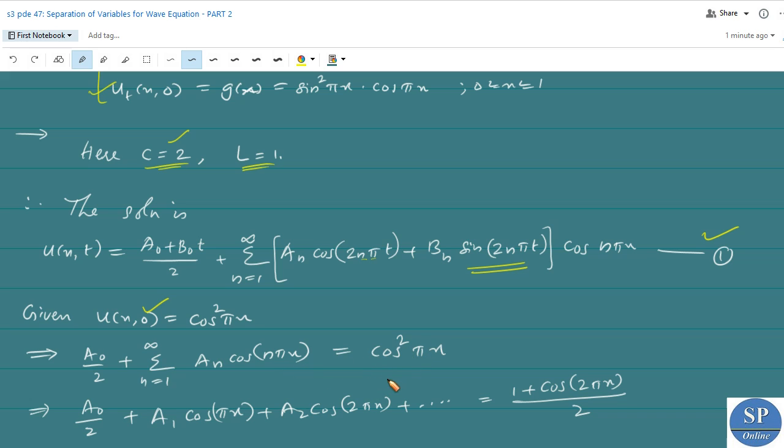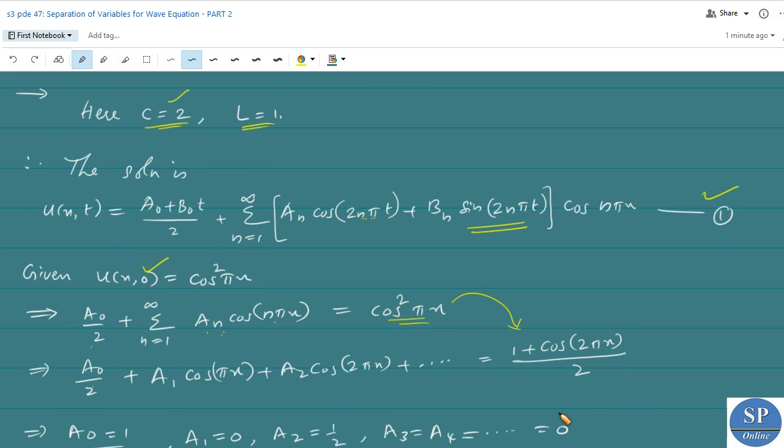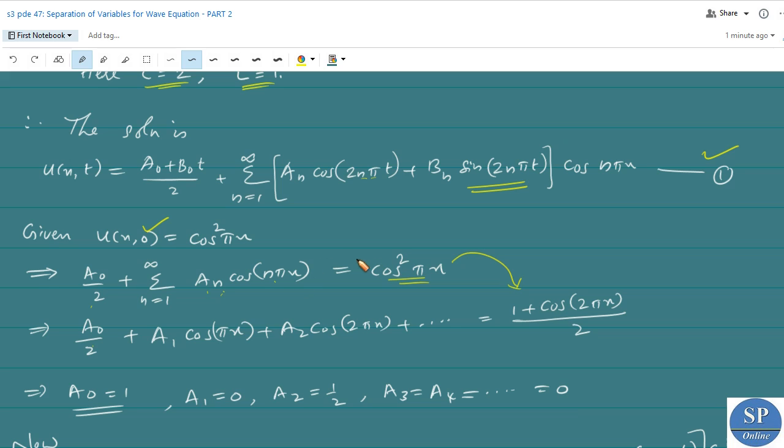Expanding this, our aim is to find the coefficients a naught, a1, a2 and so on. So a naught by 2 plus a1 cos pi x plus a2 cos 2 pi x plus a3 cos 3 pi x and so on, equal to cos square pi x, which can be written as (1 plus cos 2 pi x) divided by 2. Equating the coefficients on either side, the constant term is a naught by 2 here and 1 by 2 there. So a naught is equal to 1.